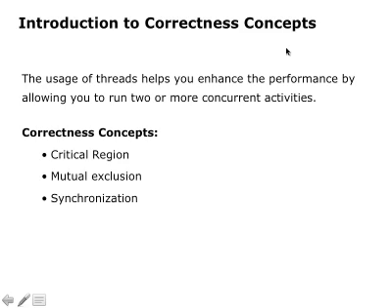Today we're going to introduce correctness concepts. Some of you have learned this from other courses, for example, operating systems, but I just want to give you a quick review of these concepts. Later we're going to introduce tools to understand the performance of these parallel programs, and these concepts will be very helpful. So we're going to talk about the critical region, mutual exclusion, and synchronization.